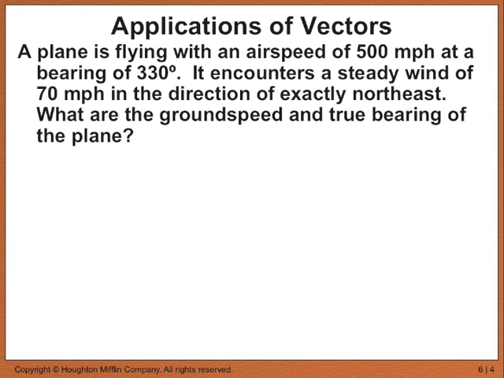And also one other thing to clarify with this is when it says steady wind of 70 miles an hour in the direction of exactly northeast, that means that it's blowing to the northeast. It's coming from the southwest, but it's blowing to the northeast. And that's what is meant by this 70 mile an hour wind. And exactly northeast means as much north as east, which is a 45-degree angle.